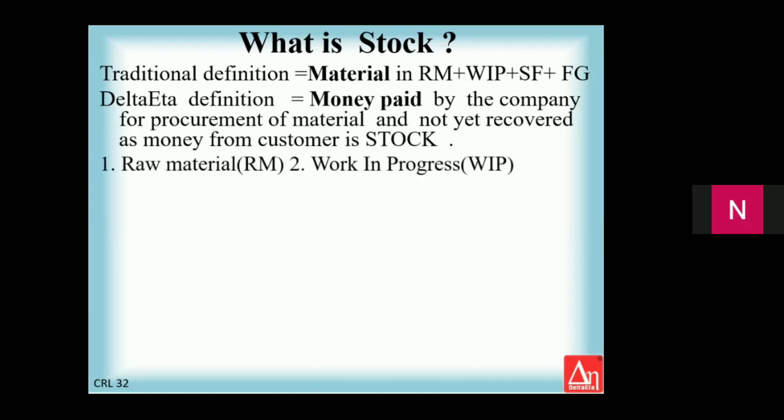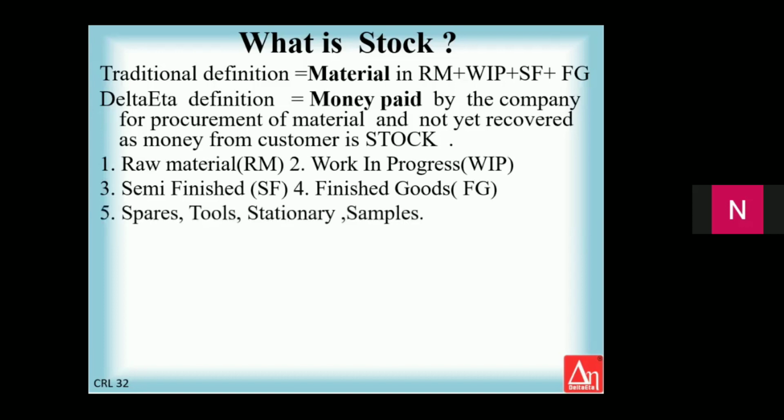So we'll see the different areas: raw material, work in process, semi-finished, finished goods. These are the four traditional definitions areas. Spare parts, tools, stationery, and samples. This is also stock. You paid money for it and it is lying with you, unused or maybe waiting for use. So it is stock. Spares, tools, stationery, samples, all this should be considered as stock.